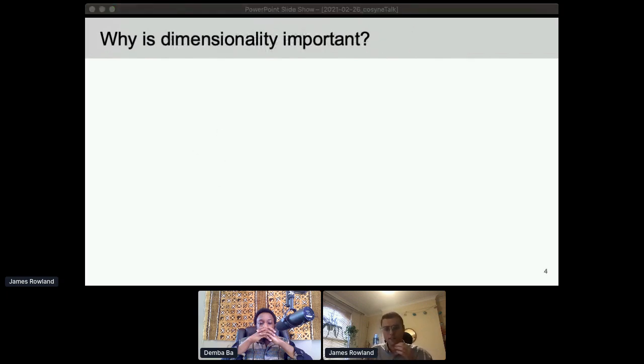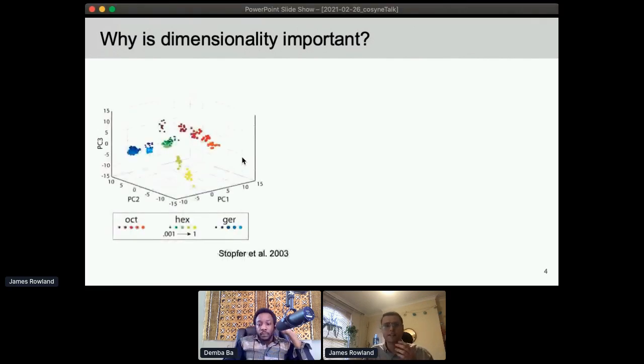So why is dimensionality of a neural population an important feature to study? Well, it's been shown many times that projecting neural activity onto a low-dimensional space can reveal how it encodes information. This is demonstrated here by this beautiful example from Gilles Laurent's lab, who showed that these low-dimensional projections explain how neurons in the antennal lobe of the insect olfactory system encode both the identity and the intensity of an odor.